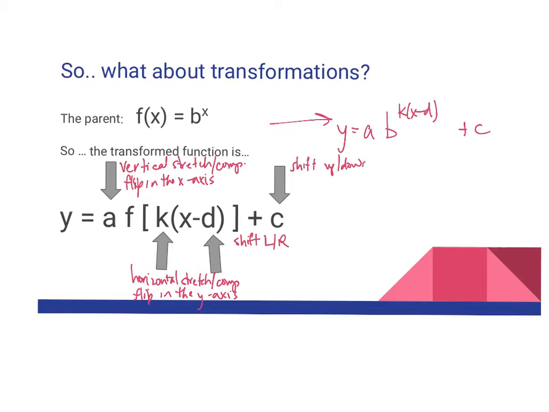Now the c is kind of cool with the exponential function because it tells you where the asymptote is. So normally for your parent function, the asymptote is at 0, which means that the function never crosses the line y equals 0. And then if we put a plus 1 here, then it would be y equals plus 1 for the new asymptote.